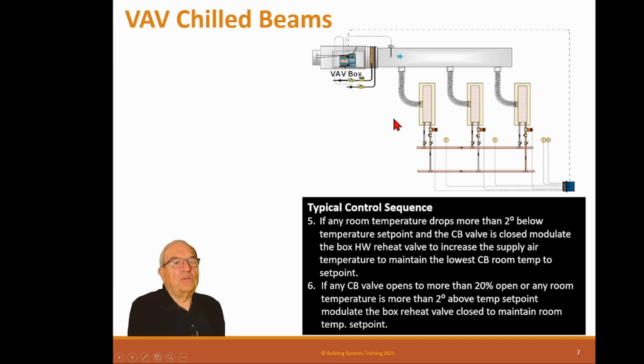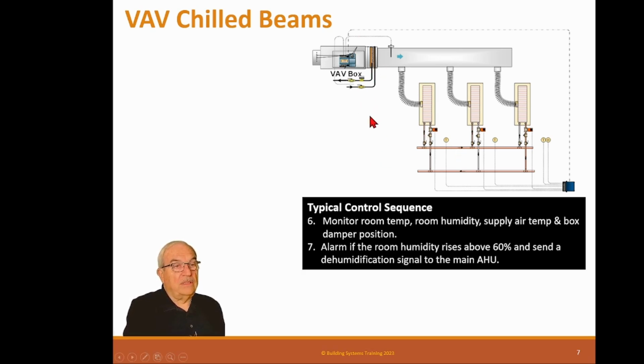If any room temperature drops more than 2 degrees below temperature set point and the chill beam valve is closed, modulate the box hot water reheat valve to increase the supply air temperature to maintain the lowest chill beam room temperature set point. If any chill beam valve opens to more than 20% open, or any room temperature is more than 2 degrees above temperature set point, modulate the box reheat valve closed to maintain the room temperature set point. So we kind of have to use a two-step process here to get the correct control for heating.